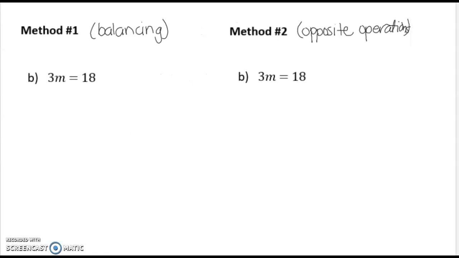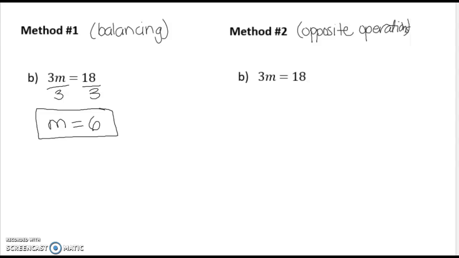Let's try the next one. Okay, so method 1, we're going to do it by balancing. Okay, so we want to solve for m, so we want to get the 3 over to the other side. So right now, because it's multiplied by 3, we have to divide by 3. And if you divide on one side, you have to balance it by dividing by 3 on the other side. Keep your equal signs lined up. 3 divided by 3 is 1, so we're left with 1m. Then you have your equal sign, and 18 divided by 3 gives us 6.